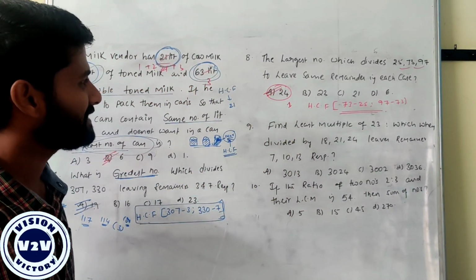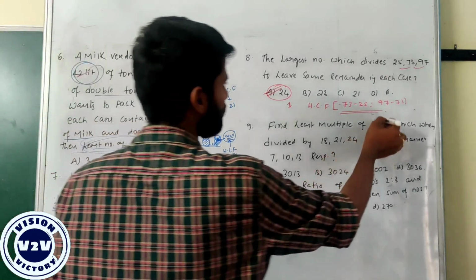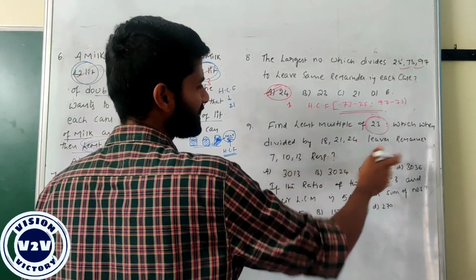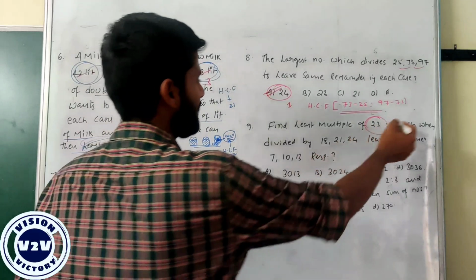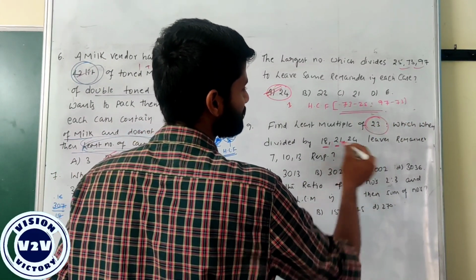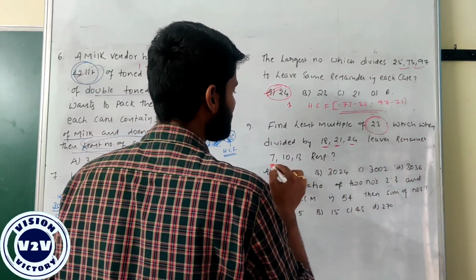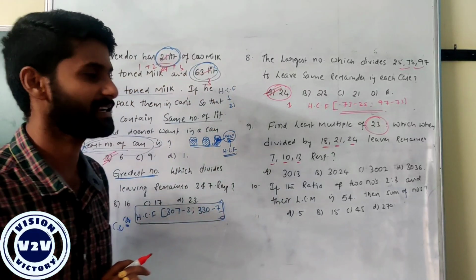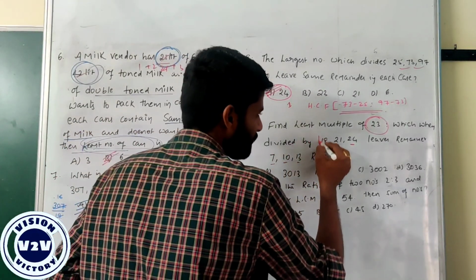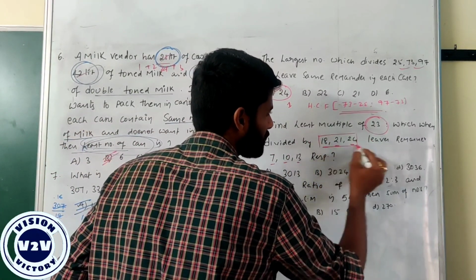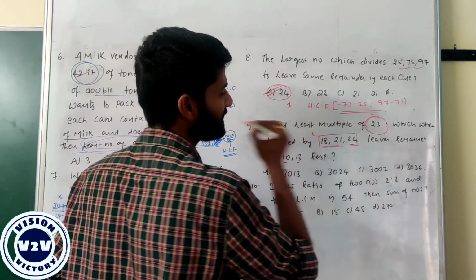Next one. Find the least multiple of 23. So we want 23 multiples. Just check directly which one is a multiple of 23, and which when divided by 18, 21, 24 leaves the remainders 7, 10, 13 respectively. Then see, first find the common multiple of all these numbers. So this is the common factor 3.